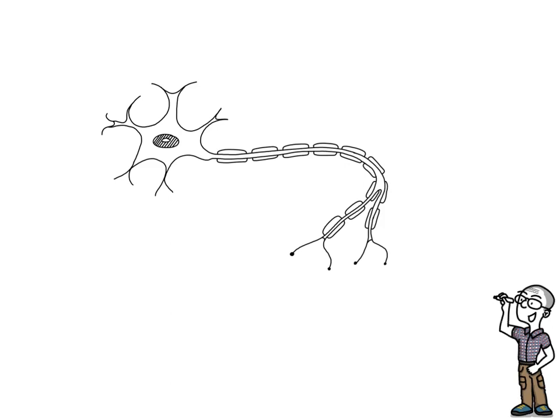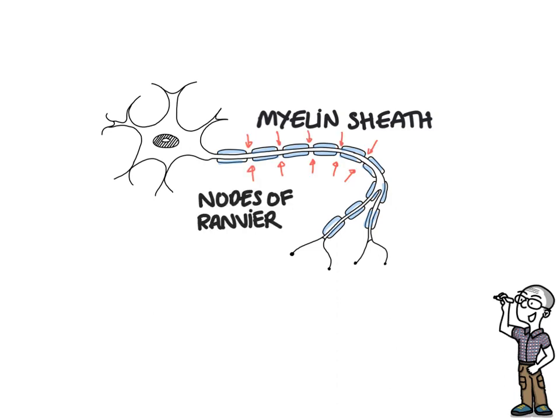One last thing to comment on at this stage is that the branch-like projections of dendrites and axons can be insulated with a fatty tissue sheath called the myelin sheath. This acts to speed up transmission of the action potential, the electrical signal. But in order for this to work, it's important that there are gaps in it, called the nodes of Ranvier. We will look at these later.